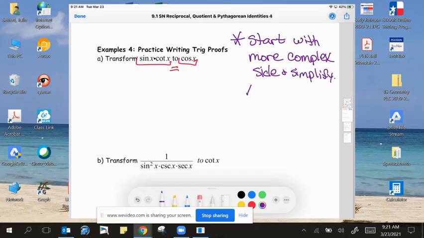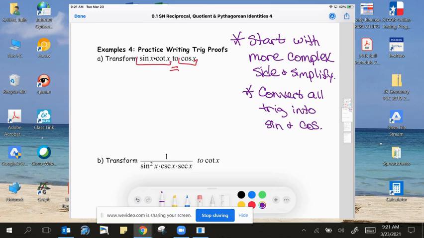Okay. Also convert all of your trig functions into sine and cosine. If you convert all those into sine and cosine, that can help a lot, especially if the entire expression is just multiplied and divided. Sines and cosines help a lot.